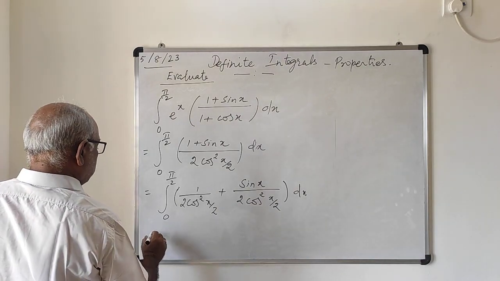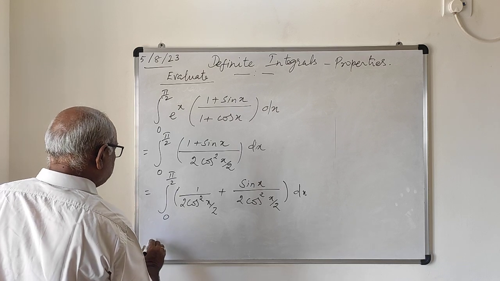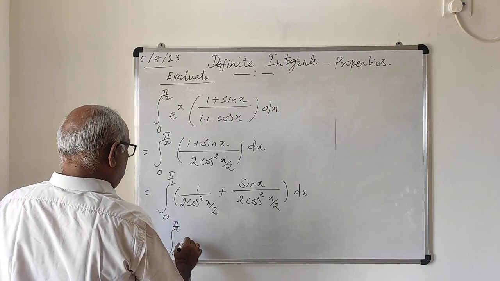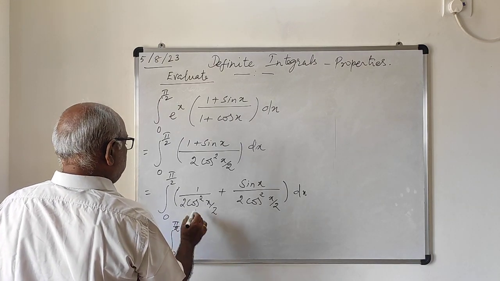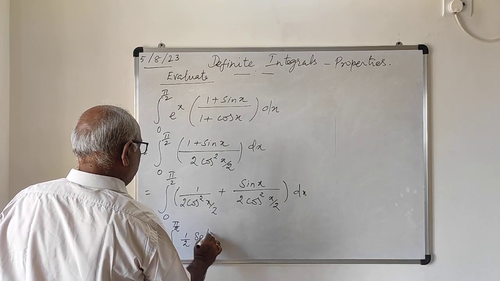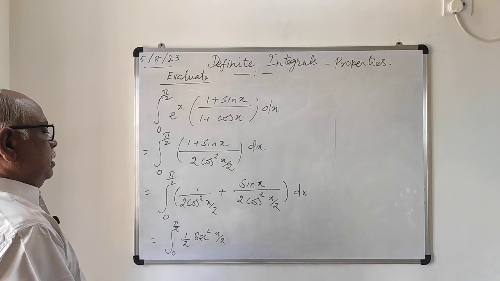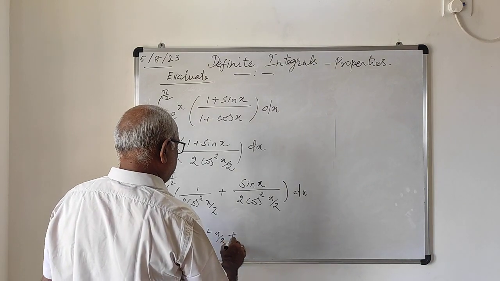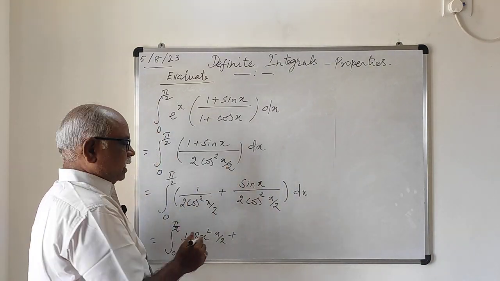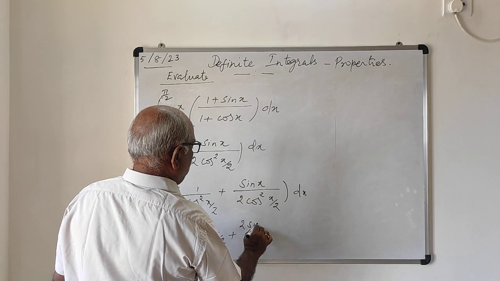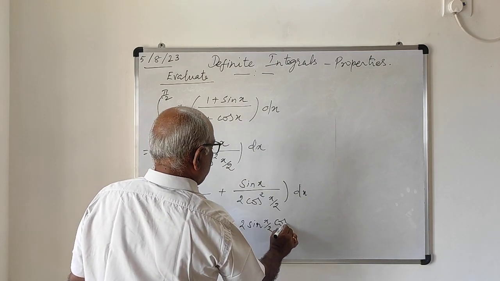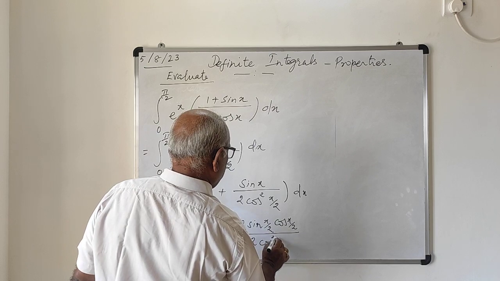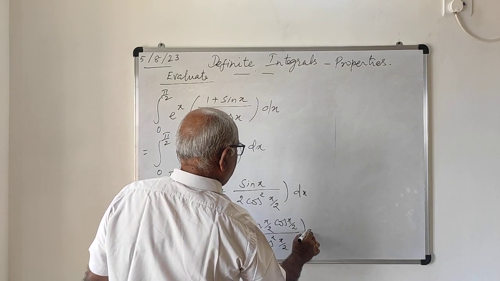Again, this is equal to the integral from 0 to pi by 2 of 1 by 2 into 1 by cos square x by 2, which I can write as secant square x by 2, plus, in the numerator, sin x by the half angle formula: sin x is 2 sin x by 2 cos x by 2, with 2 cos square x by 2 in the denominator, into dx.